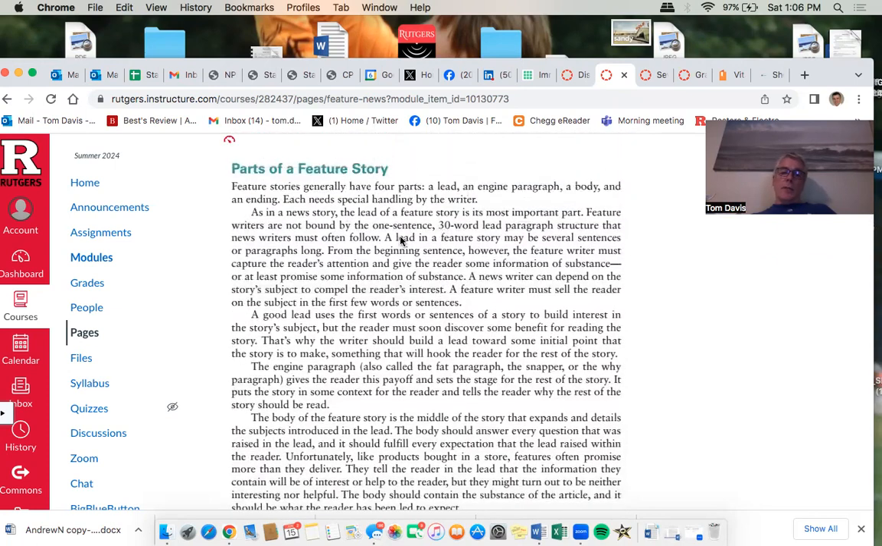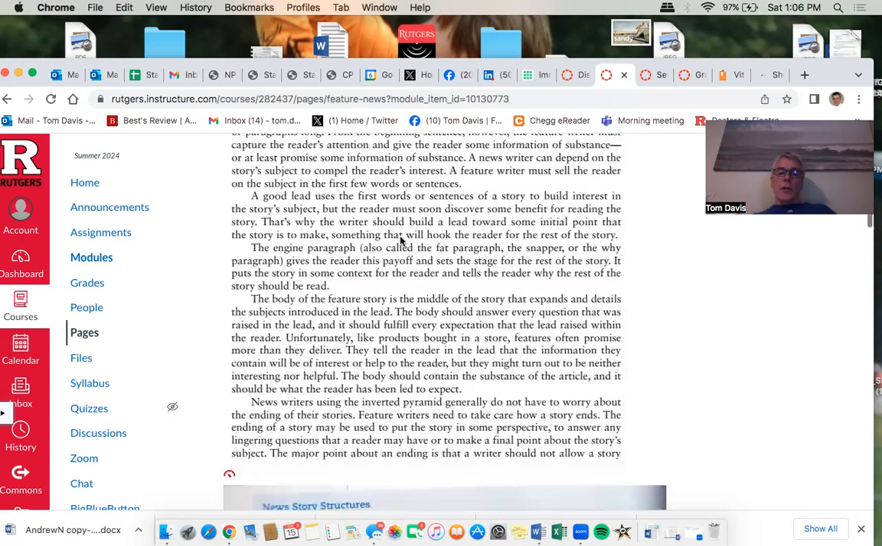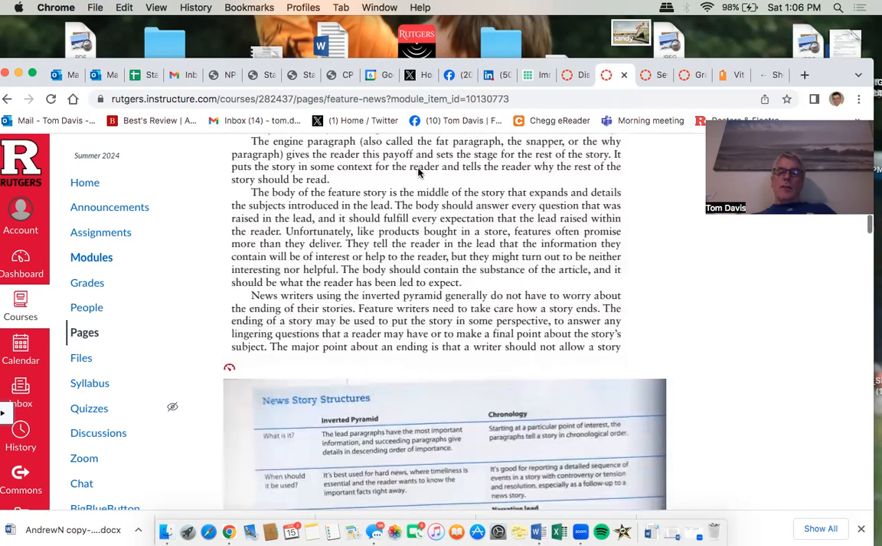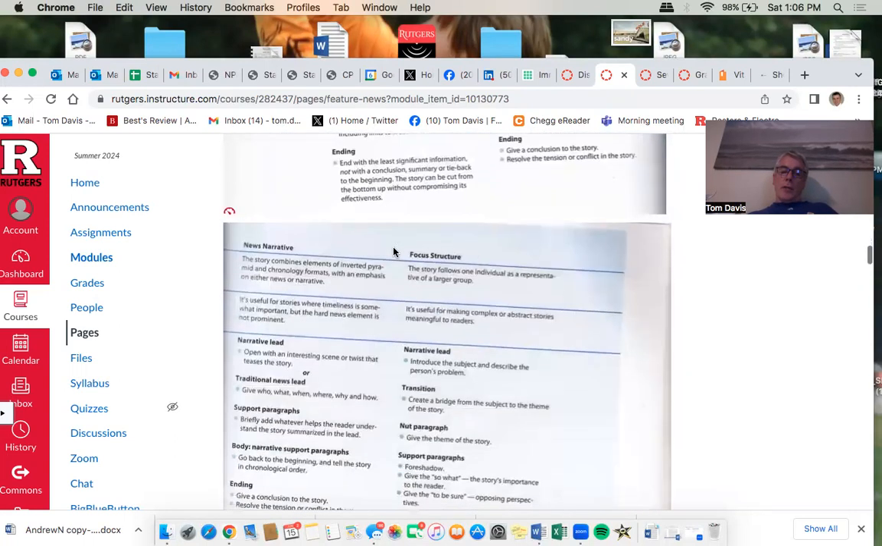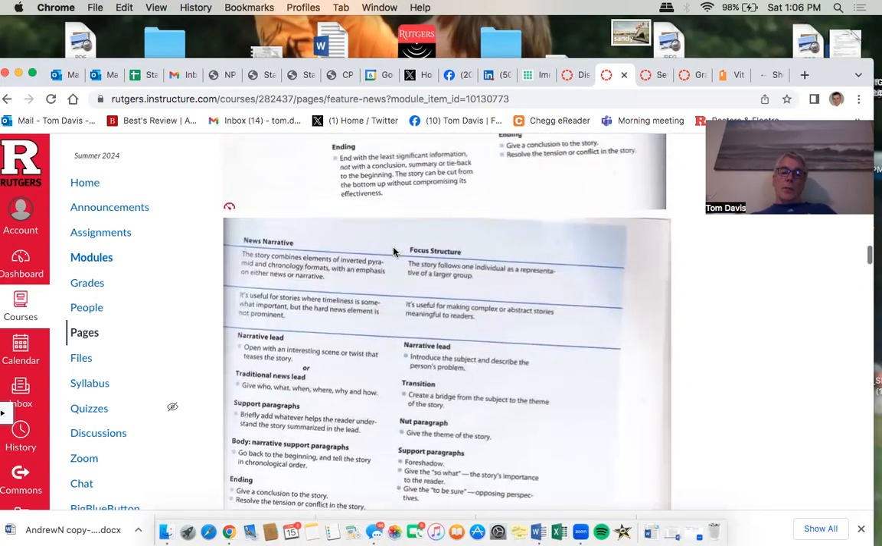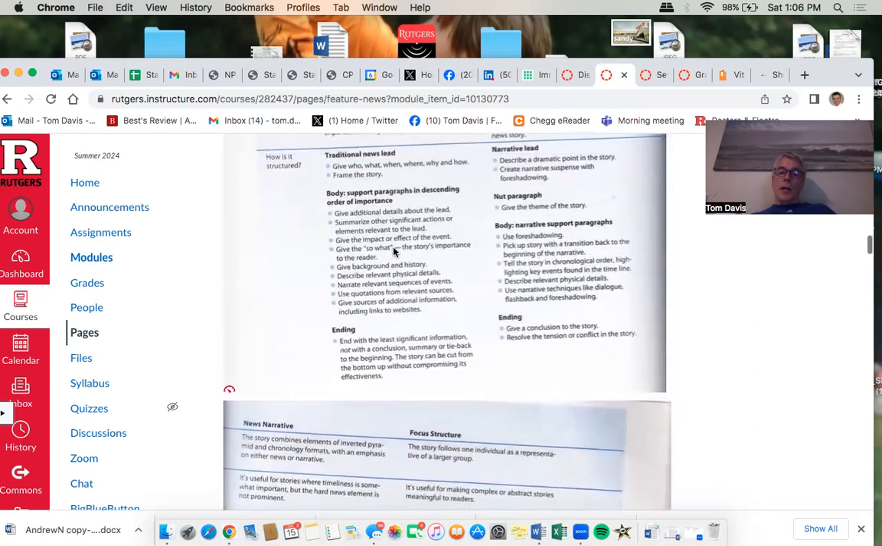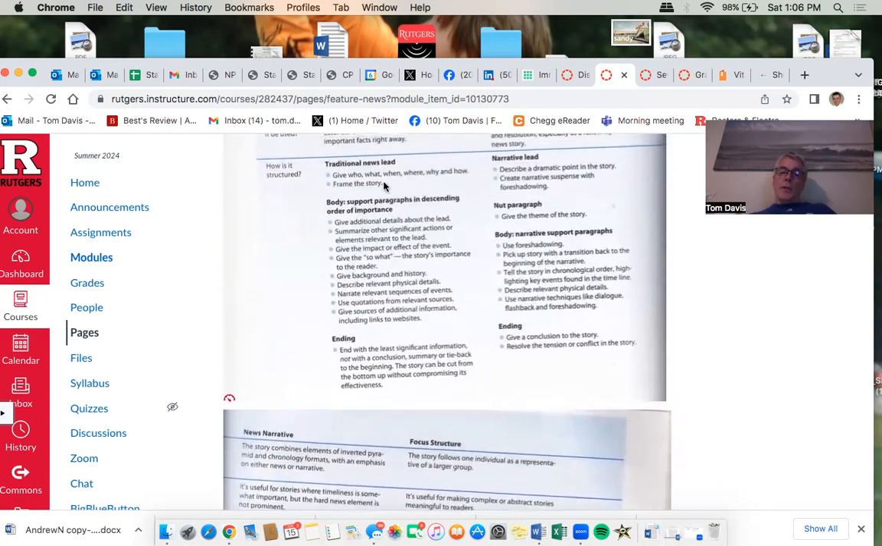And again, a lot of this I've talked about already, the parts of a feature story. The snapper, the engine, that's a paragraph. That's the nut graph I was telling you about already. They give a comparison between what we would be doing with a typical news story and the feature story. Here's a typical news story where you have a traditional news lead, and then the body of the story where you give additional details about the lead. And then there's really no ending, it just ends.